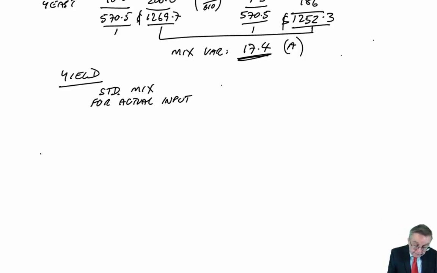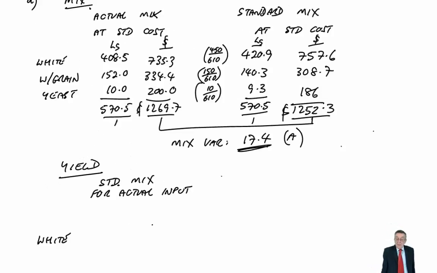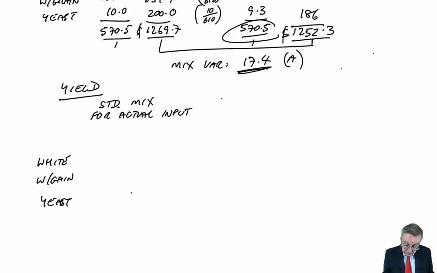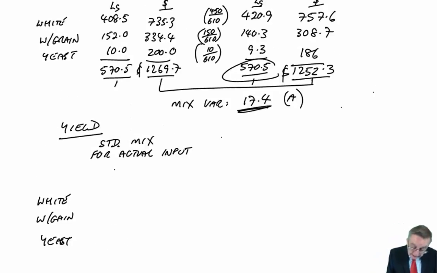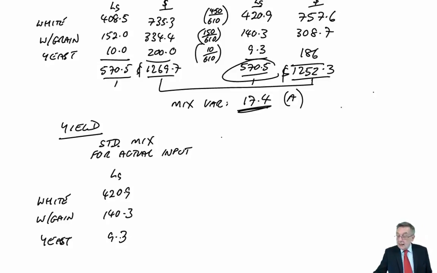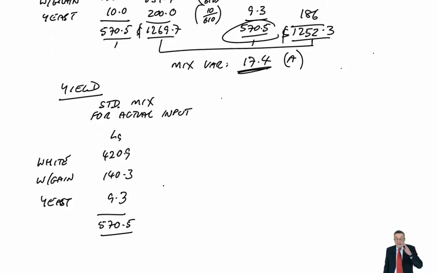And what I mean by that, we've got white flour, we've got whole grain, we've got yeast. It's what I just worked out. You see, we actually input a total from the question of 570.5 kilos. And if we'd mixed it in the right way, because I'm no longer interested in the mix variance, it would have been 420.9 kilos of white flour, 140.3 kilos of whole grain, 9.3 kilos of yeast. So for our actual total input of 570 kilos, that's how it would have been at standard mix.